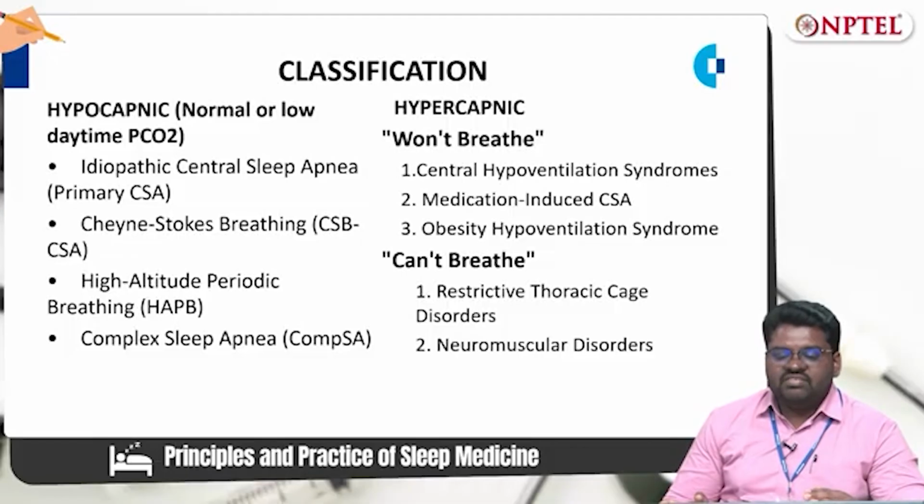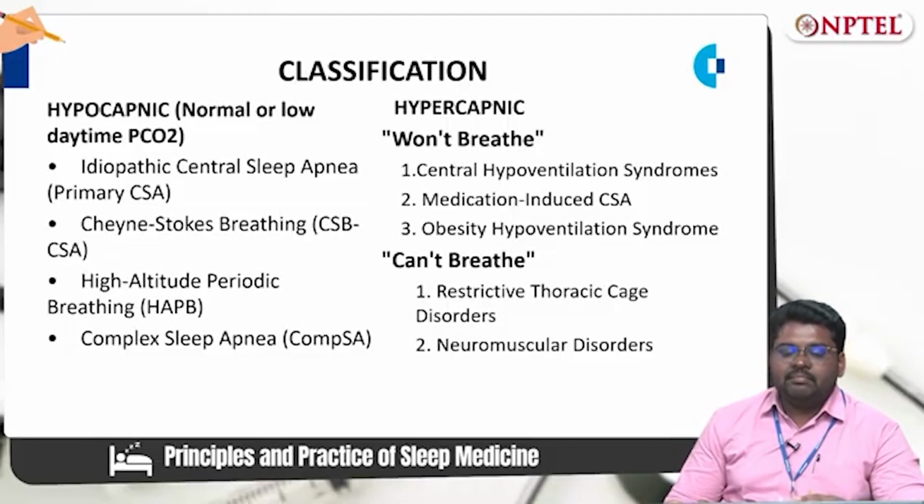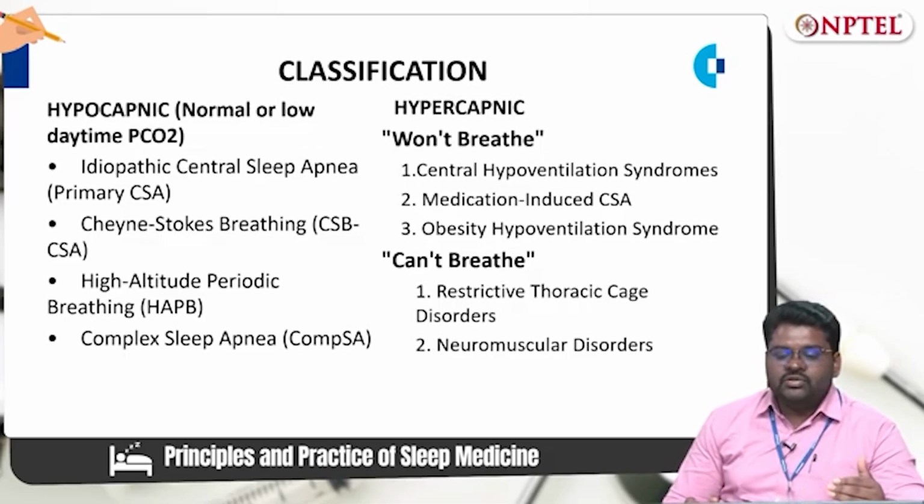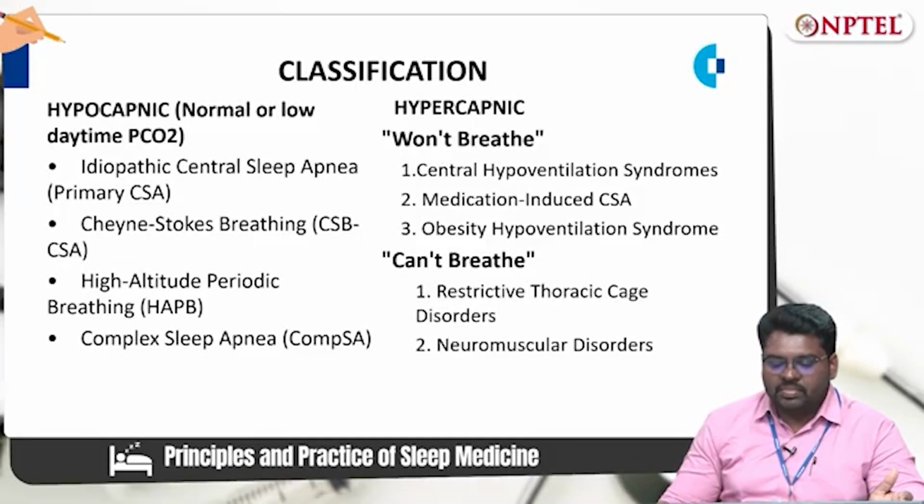The next group of disorders is hypercapnic. In this, the CO2 will be elevated. In this, there are two broader categories. One is won't breathe and another one is can't breathe. The won't breathe group will have three conditions. One is central hypoventilation syndrome. Second one is medication induced central sleep apnea. Third one is obesity hypoventilation syndrome.